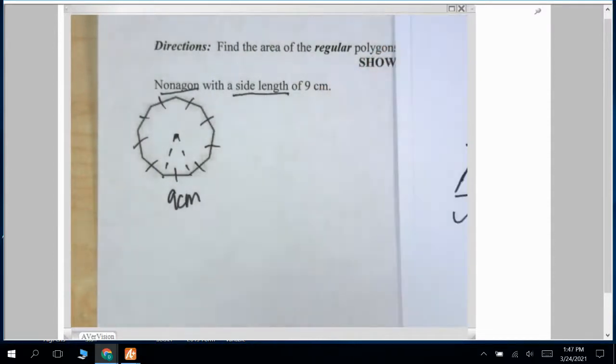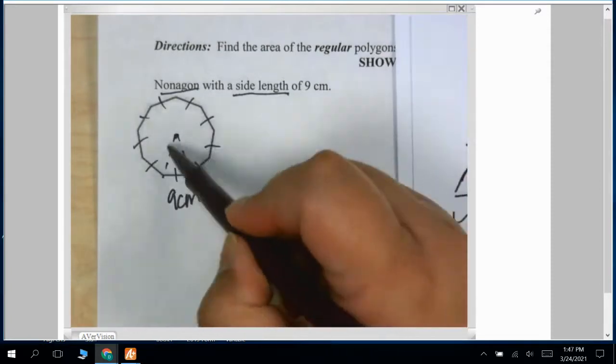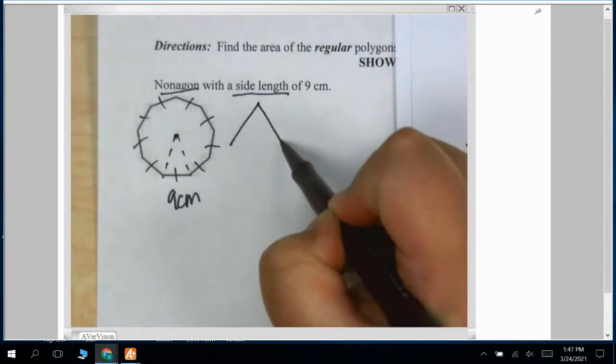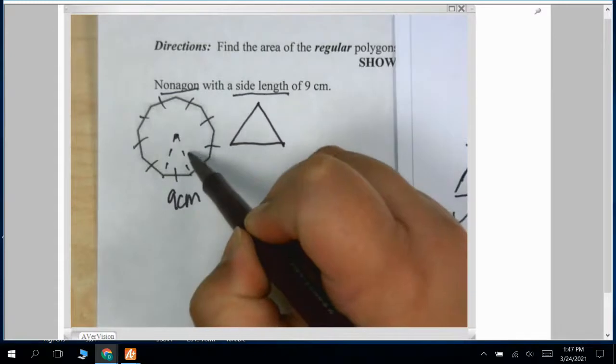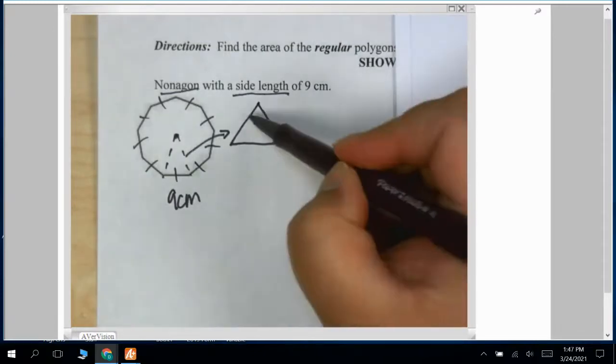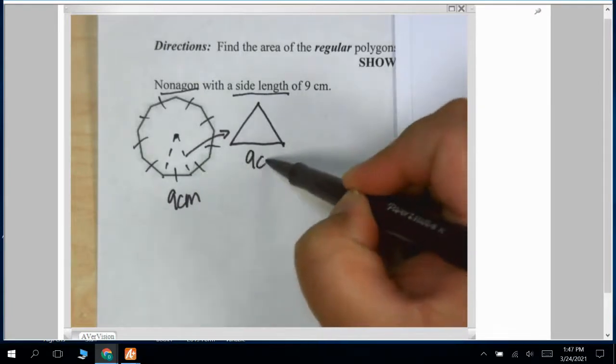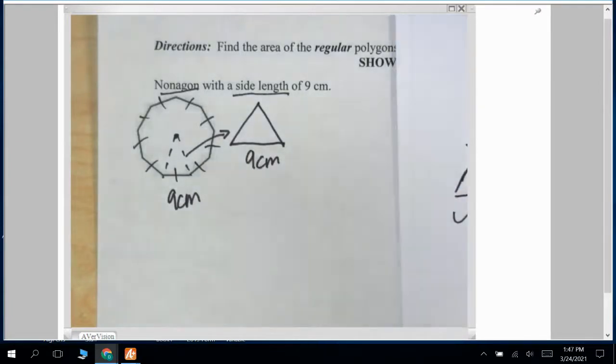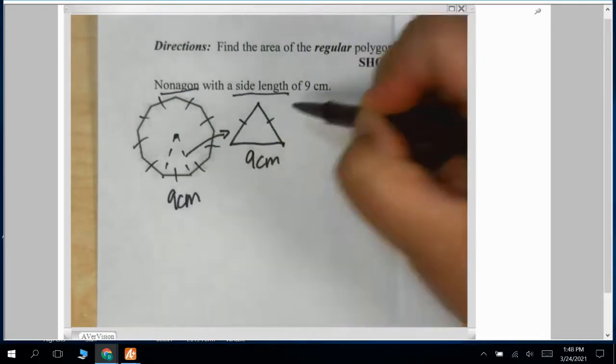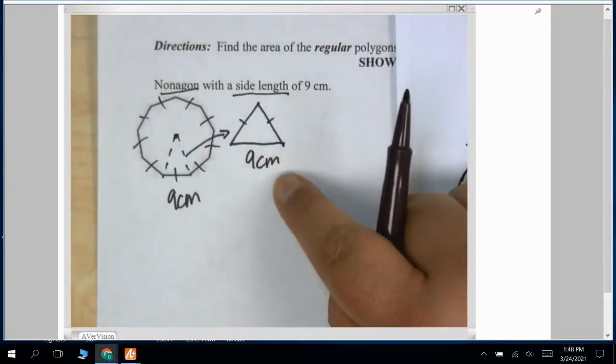So what I'm going to do is take this isosceles triangle and draw it out over here. I'm just going to catapult it there. So these become radii, and this becomes a side length, which we know is 9 centimeters. And I know these are congruent. This is my isosceles triangle that I want to find the area of.